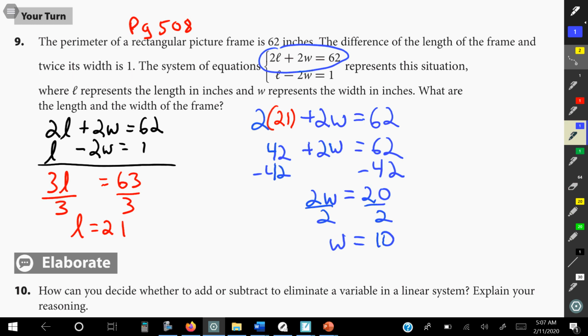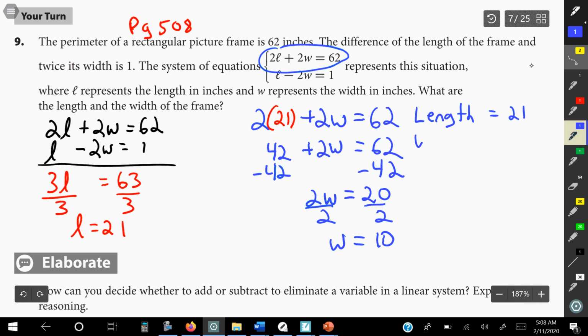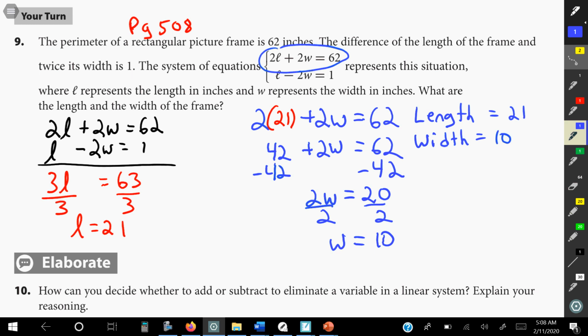So the length of the picture frame, just say this, length is equal to 21, and the width is equal to 10. And that's using system of equations using elimination method in a word problem here.